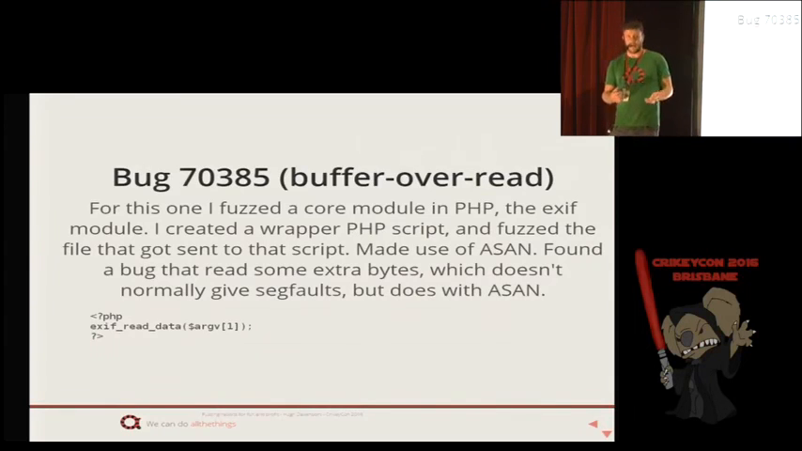So this made use of ASAN, that memory technique that I mentioned earlier. So this read a couple of extra bytes, and ASAN just gave it up and was like, nah, you're reading bytes that weren't allocated. So it then segfaulted, which meant AFL could catch the crash, but it wouldn't normally catch a crash if ASAN wasn't in.